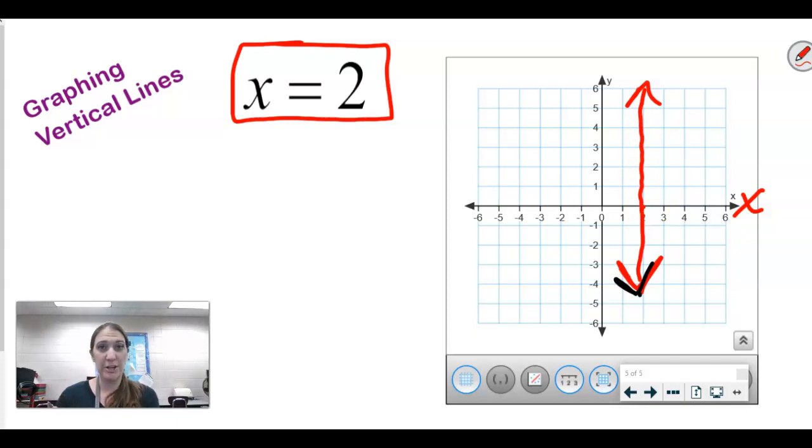Just a little foreshadowing here. That is a line that has undefined slope. So it really doesn't fit that formula for slope-intercept form. But in your brain, again, you got to remember, okay, this is my x-axis. If I'm going to draw a line through it, it's a vertical line.